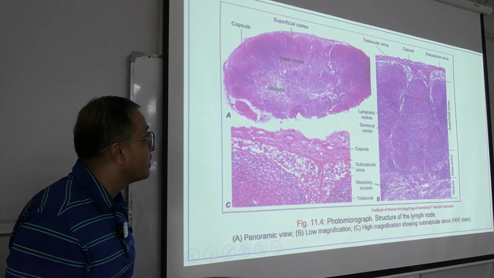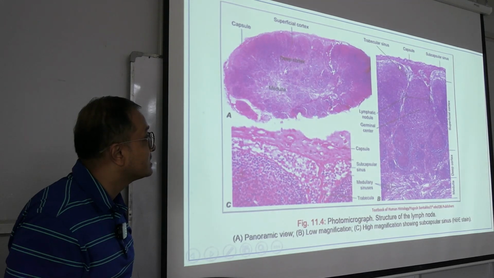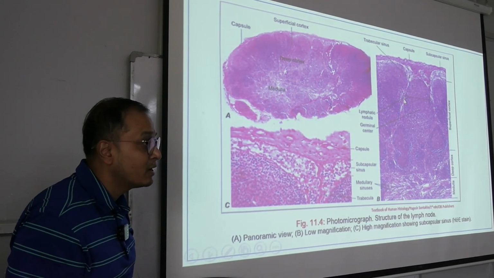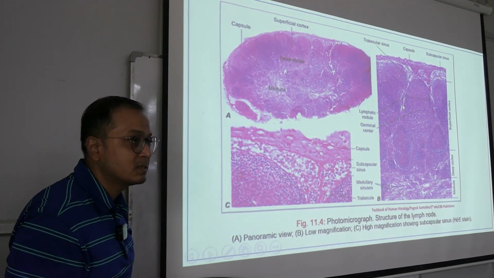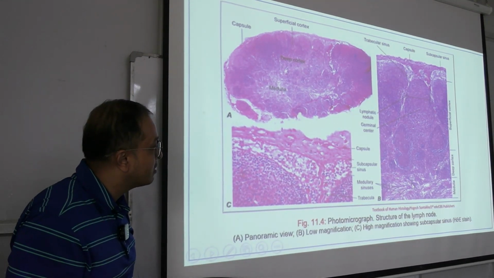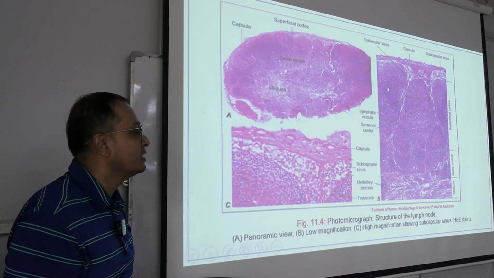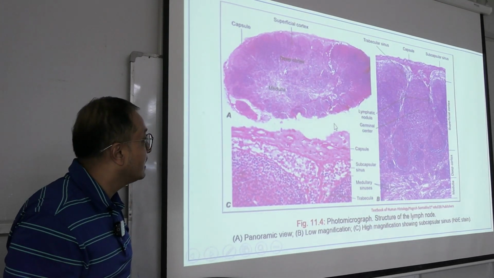So this subcapsular sinus looks transparent, and this capsule digs deep and goes inside. We call them trabeculae, and again the trabeculae find a space, the trabecular space, and it reaches to the medulla, which is the medullary space. So this is how the architecture is organized. How do these things look?